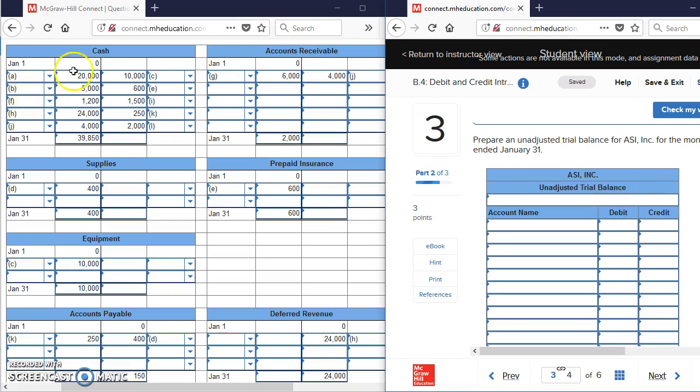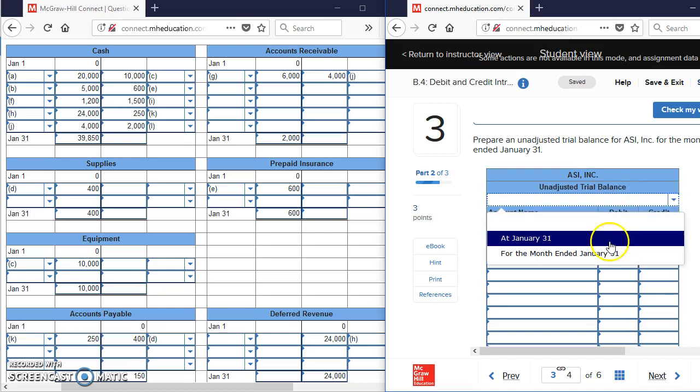Look at your cash T account. Cash is the account name. There's a debit side, there's a credit side. Where's the ending balance? Well, the ending balance is on the left side of the T. That's the debit side. So when we put cash into our trial balance, we're going to put the ending balance on the debit side. So let's do this.